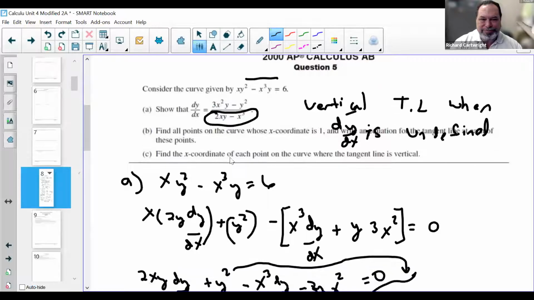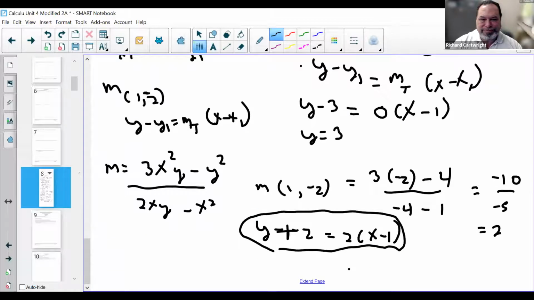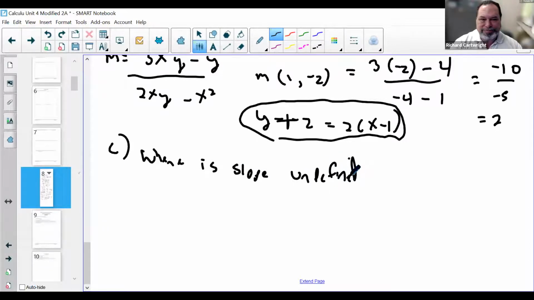Okay? So let me go down there. What will I write to the reader? For part C, he's wanting to know where the slope is undefined. I can't remember how it was written. That happens when the denominator of dy/dx is equal to 0.